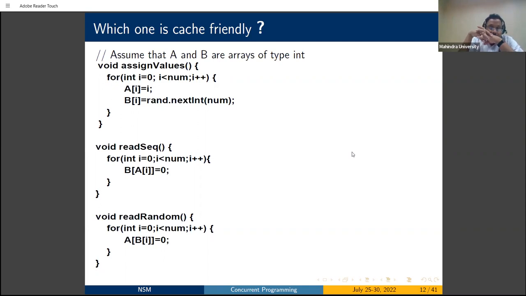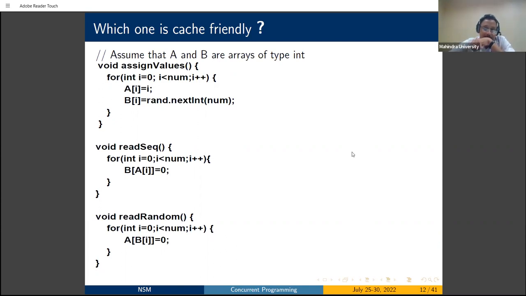Okay, fine. When you look at the function read sequential, how are we going to access the elements? B of A of I. B of A of I means we are going to access the elements of the array B in sequential order. Suppose we consider the next function, read random. How do we access the elements? A of B of I. A of B of I means we are going to access the elements in random order. Do you have any doubts?